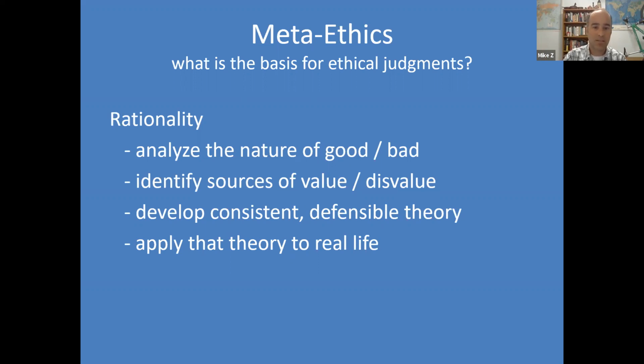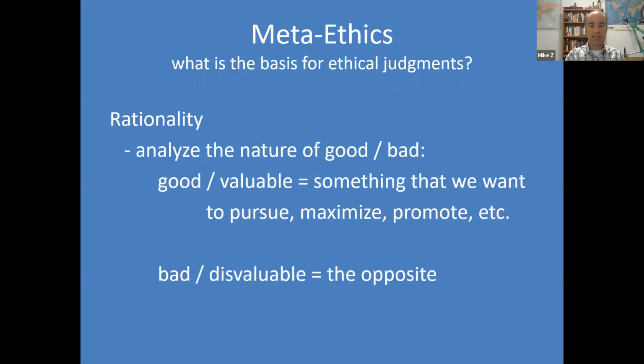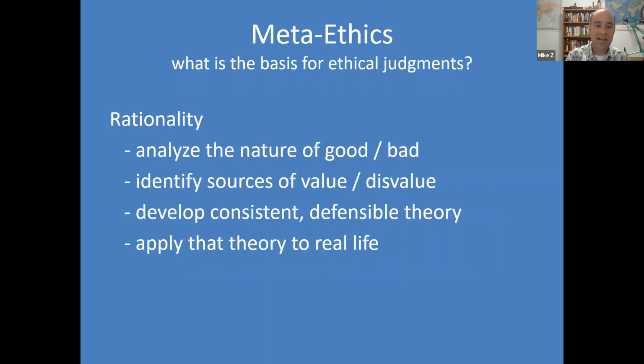And we do that to figure out what good and bad really are, what the sources of value are, positive value and negative value. And then we try to develop some kind of a consistent, defensible theory based on what we've figured out are good and bad, what's right and wrong, what's valuable and not valuable. And then we apply that theory to real life situations. Okay, so since this is the meta-ethics level, we're going to do just the first couple here, right? Analyze the nature of good and bad and identify sources of value and disvalue, and show how that can start to lead to an ethical theory.